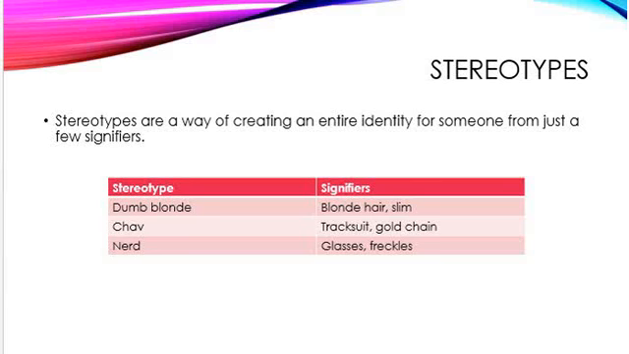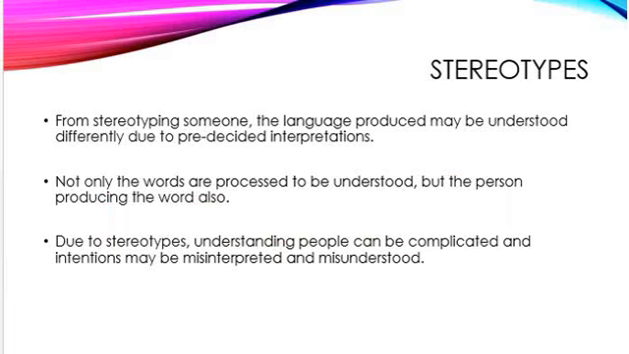Just because someone has these signifiers does not necessarily mean they fit to these stereotypes, but they are often portrayed that way. From stereotyping someone, the language produced may be understood differently due to pre-decided interpretations. Not only the words are processed to be understood, but the person producing the word also. Due to stereotypes, understanding people can become complicated and intentions may be misinterpreted and misunderstood.